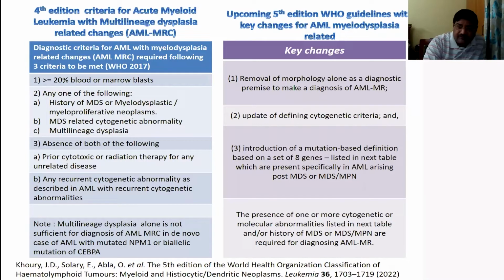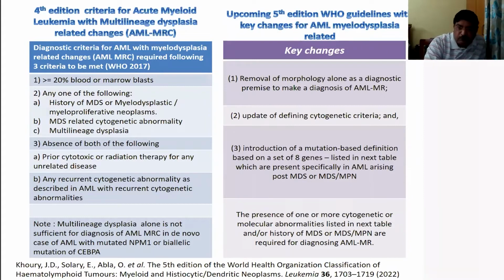And in addition, we have a set of 8 genes, which I will show you in the next slide, which will be important if present along with AML, which will raise the diagnosis of AML arising post-MDS or post-MDS-MPN. MDS-MPN is myelodysplastic syndrome and myeloproliferative neoplasm. And you will be surprised to know that even this MDS had changed in this fifth edition. Now it is called myelodysplastic neoplasm. So it is MDN and MPN.